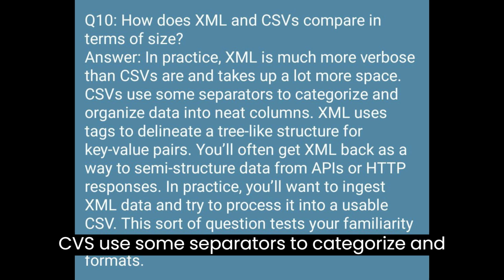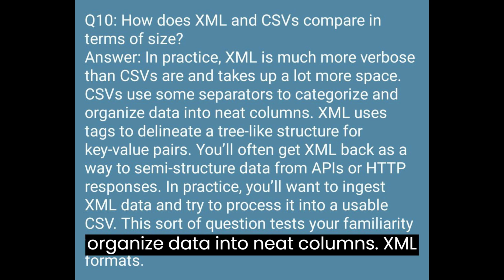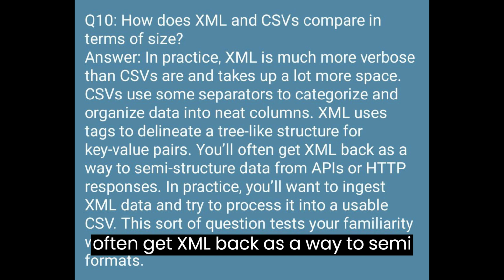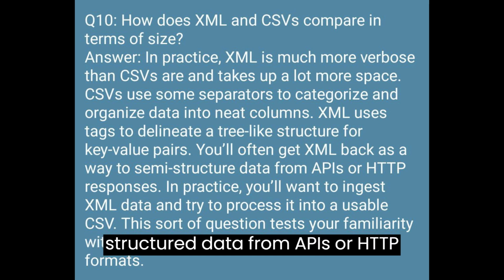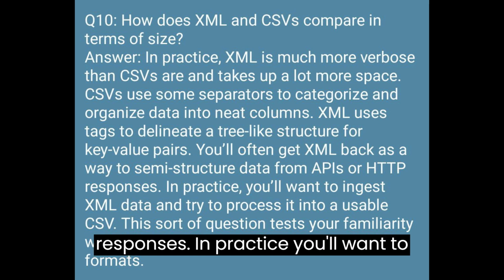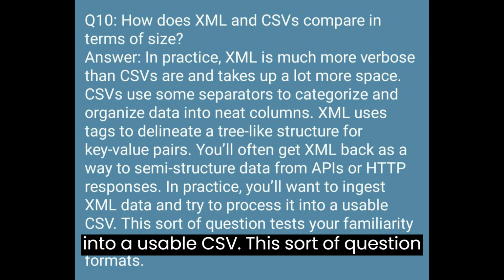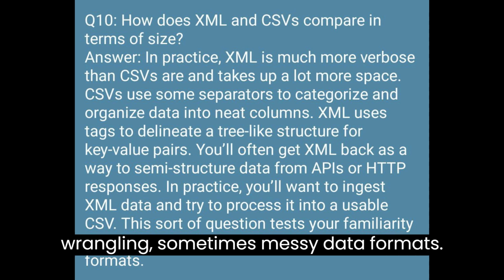CSVs use some separators to categorize and organize data into neat columns. XML uses tags to delineate a tree-like structure for key-value pairs. You'll often get XML back as a way to semi-structure data from APIs or HTTP responses. In practice, you'll want to ingest XML data and try to process it into a usable CSV. This sort of question tests your familiarity with data wrangling sometimes messy data formats.